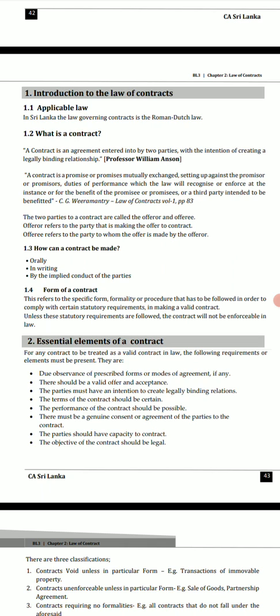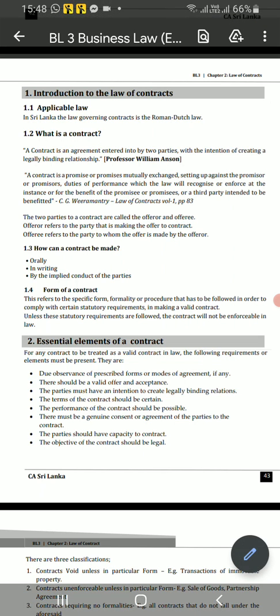For example, if I say, okay, I will give you this pen, you can trade your pen with mine, and the other party says yes, then there's a contract. That's how it is. So let's move on.